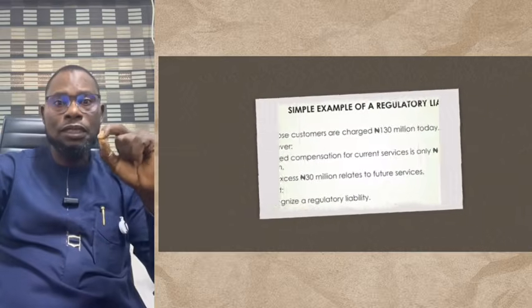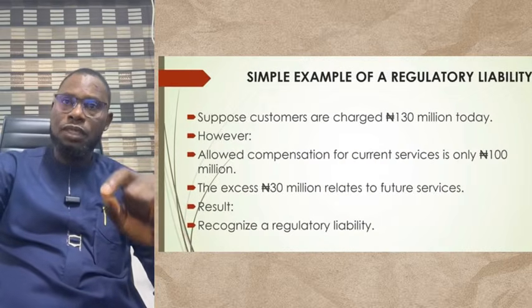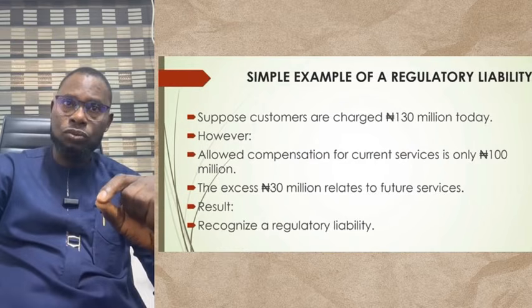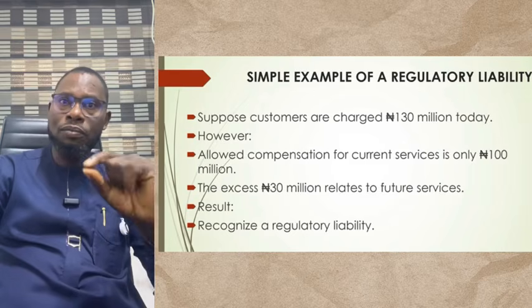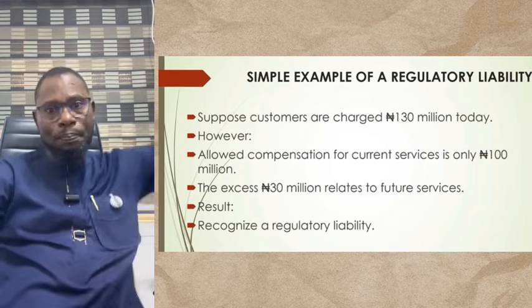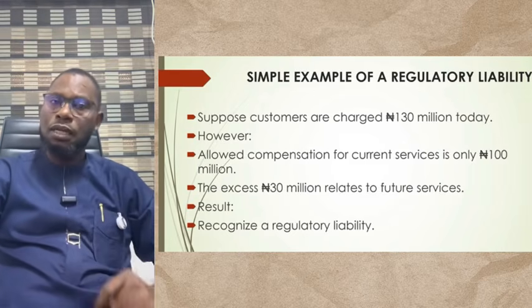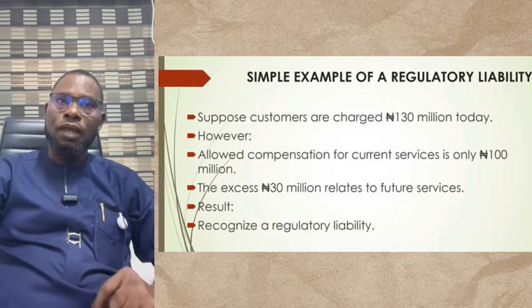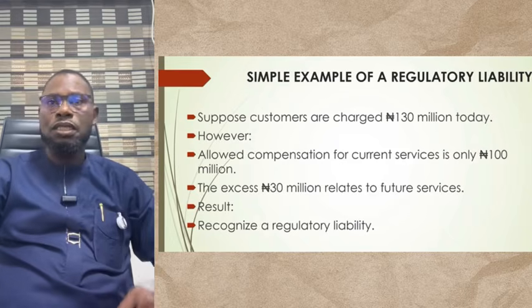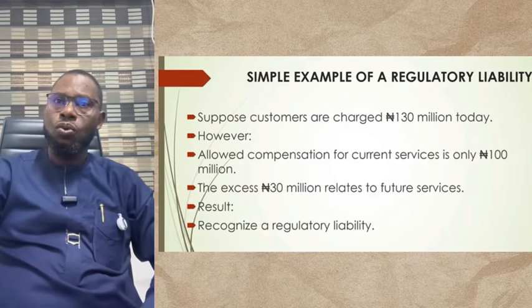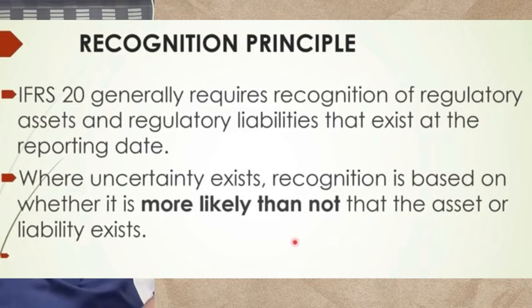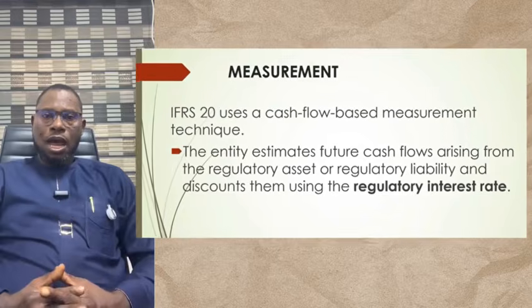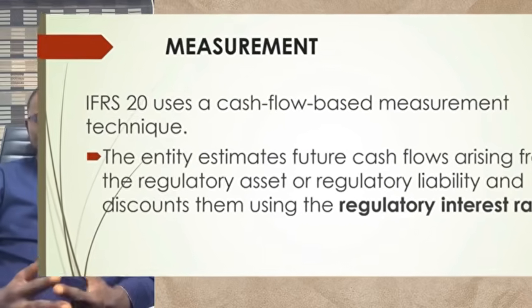So where uncertainty exists, that is where we come to what we say, more likely than not. More likely than not means there's a higher probability that the regulatory asset or liability does exist. So recognition is based on whether it is more likely than not that the asset or liability exists. Measurement. How are regulatory assets and regulatory liabilities measured?